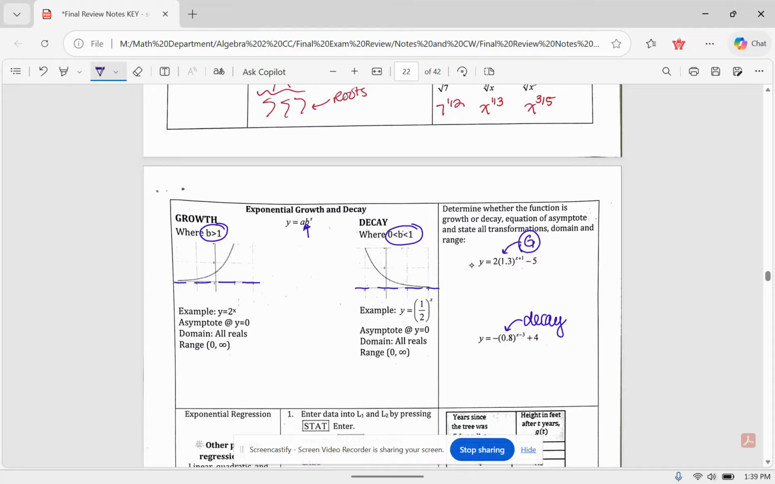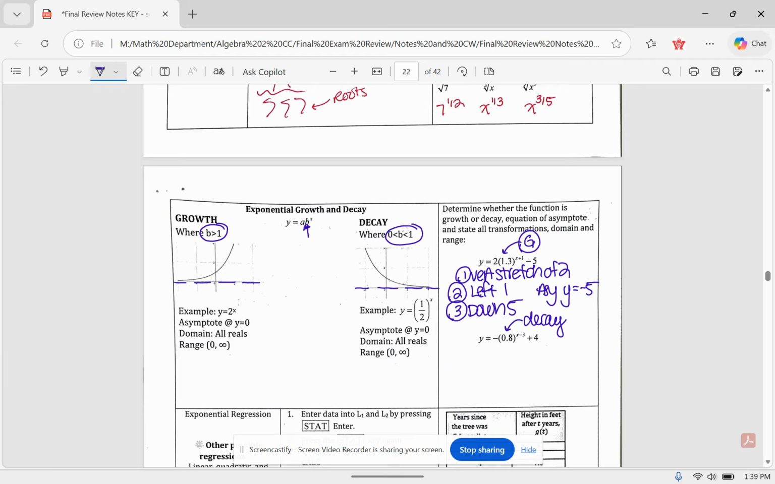So when you look at this first example over here, let's start by talking about the transformations. I'm seeing a vertical stretch of 2. This x plus 1 means left 1, and the minus 5 means down 5. So this exponential growth function was shifted down 5 units. So if the asymptote's normally at y equals 0, now the asymptote would be at y equals negative 5 because of that downward shift.